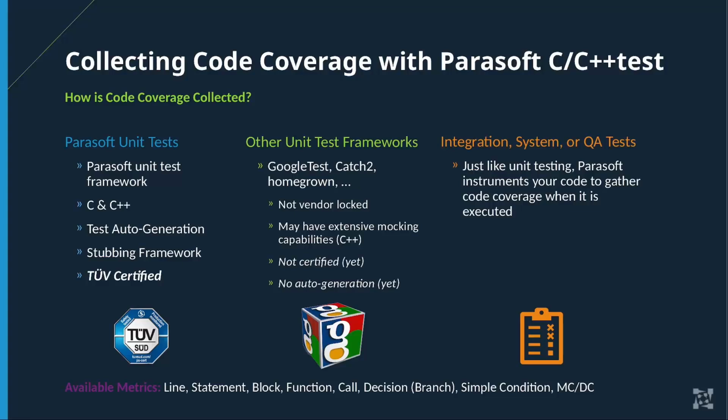And finally, just like unit testing, Parasoft can instrument your code. It doesn't have to be a unit testing framework. It could just be the application itself. And we can use this to gather code coverage. And that could be during your integration system or QA tests. Depending upon your code coverage needs, we do have lots of different available metrics, and that can go anywhere from line all the way to MCDC.